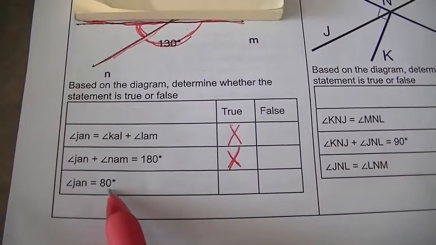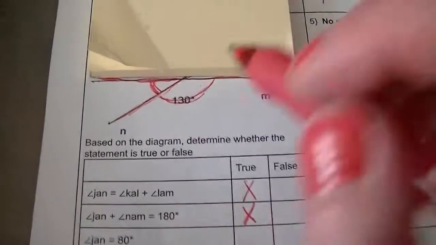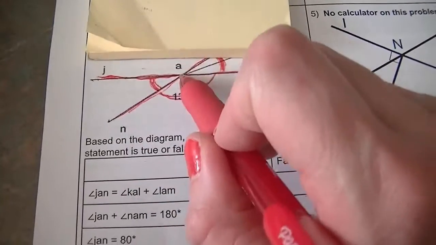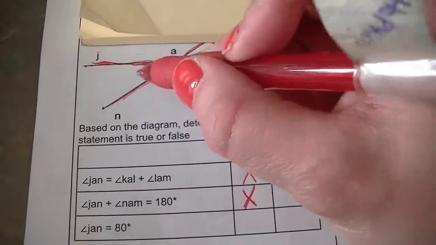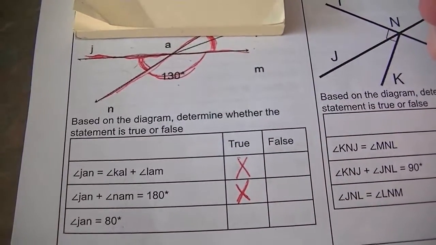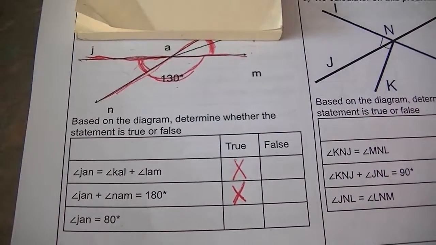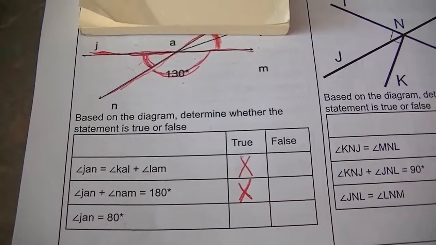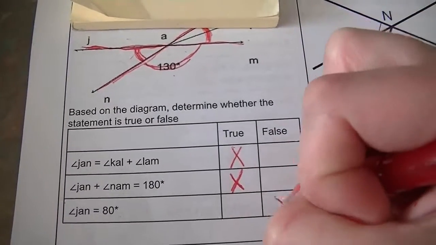Okay, now it's saying angle JAN is 80 degrees. Well, wasn't this JAN? So if this was 80 plus 130, does that equal 180 degrees? Well, no, it's more than 180 degrees. So therefore, that's going to be a false statement.